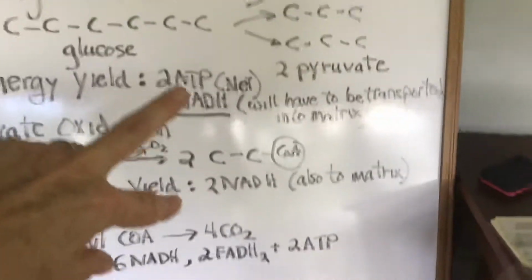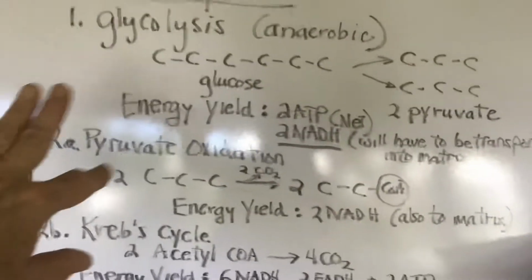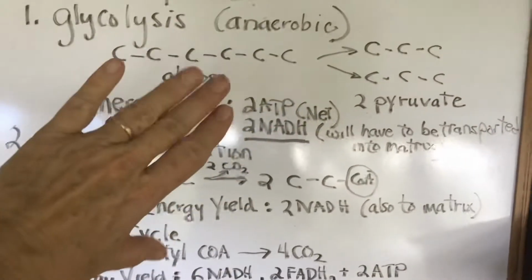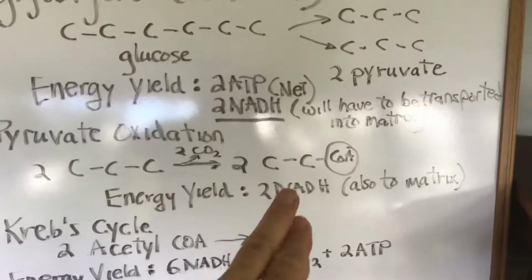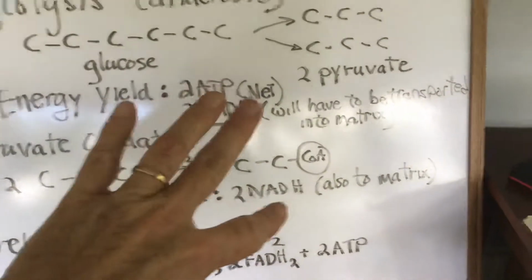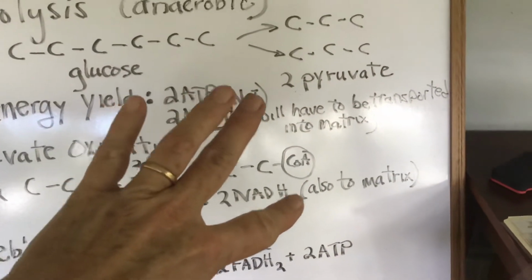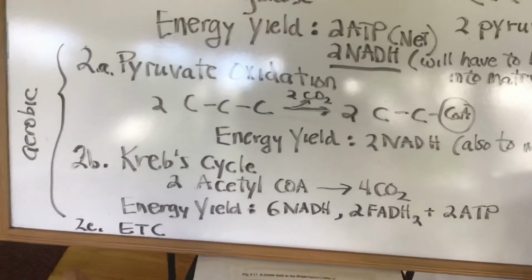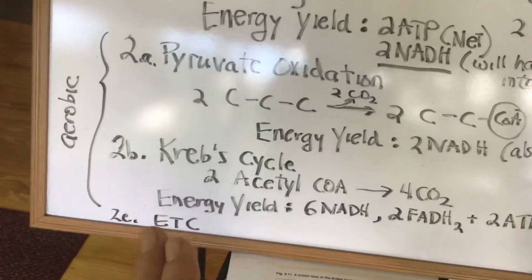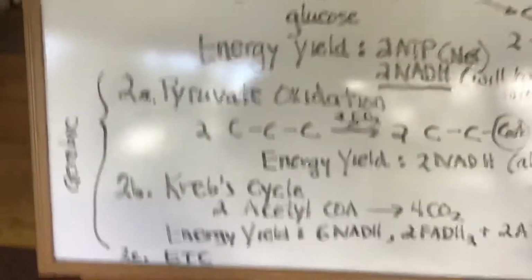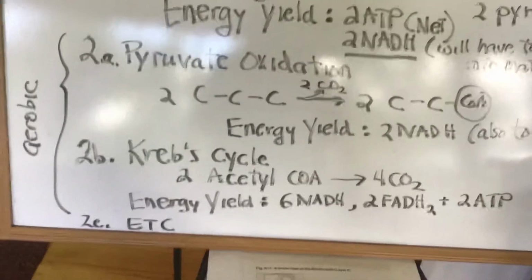Now, both these NADHs, the ones that are currently in the cytoplasm, and the ones that are currently, in this case, in the intermembrane space, both of them will have to be transported into the matrix in order to start the electron transport chain, which starts in the matrix and goes across the inner membrane. We'll talk about that later.